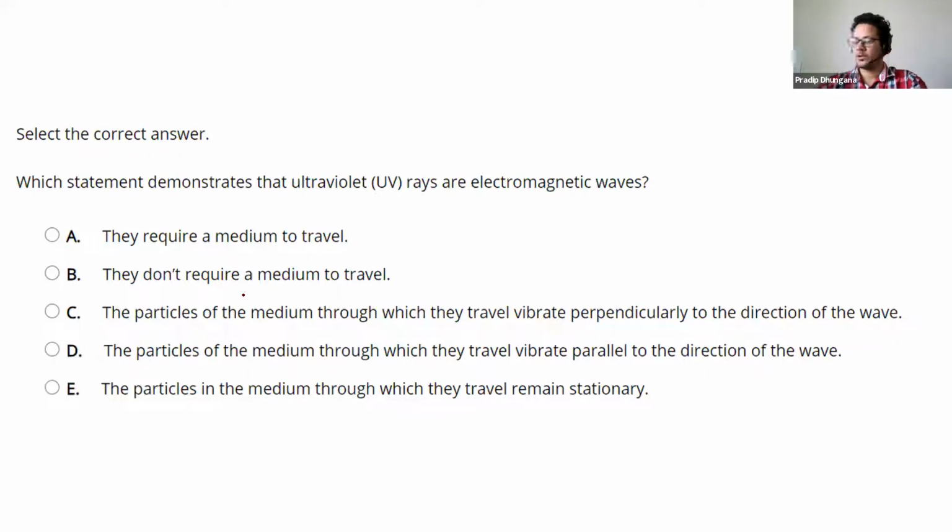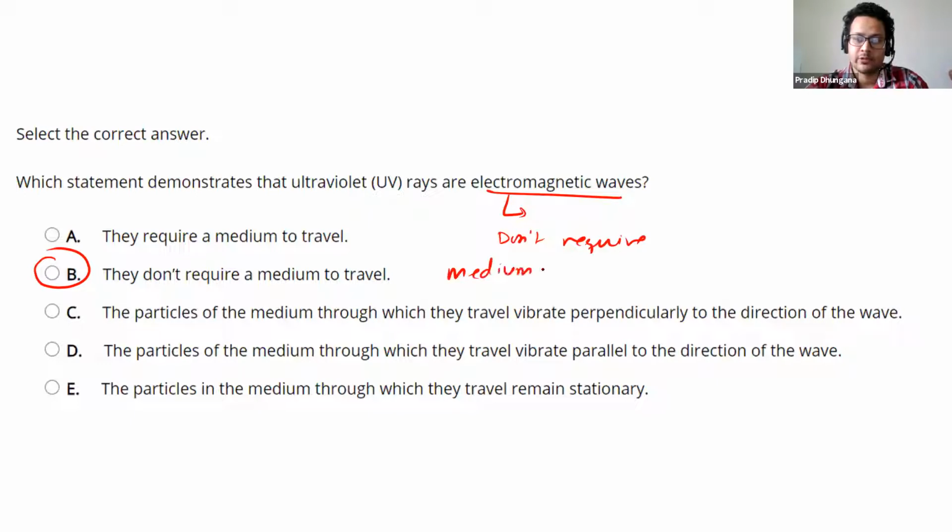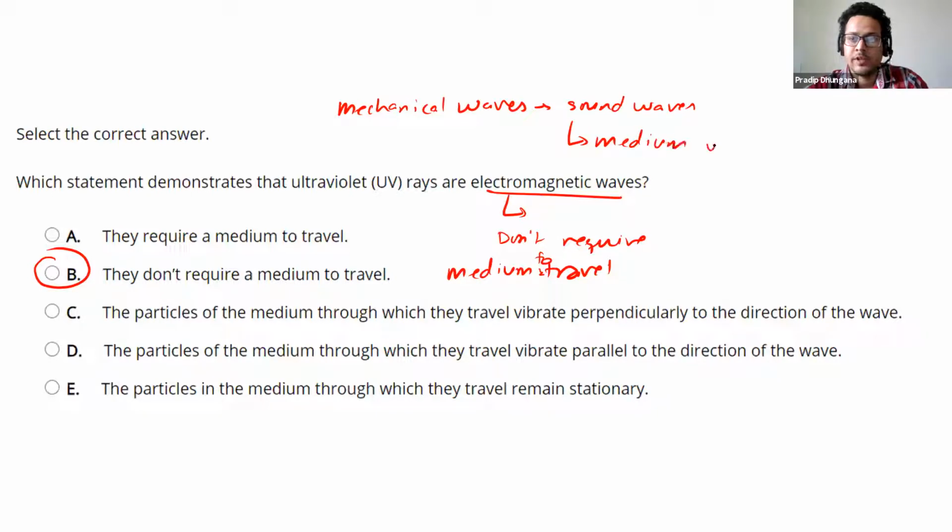So the correct choice for this problem is they don't require a medium to travel. Okay? So ultraviolet rays are electromagnetic waves, and electromagnetic waves don't require a medium to travel. And mechanical waves, for example sound waves, water waves, and earthquake P waves, they require a medium to travel. I'll just write medium. That means they require a medium to travel.